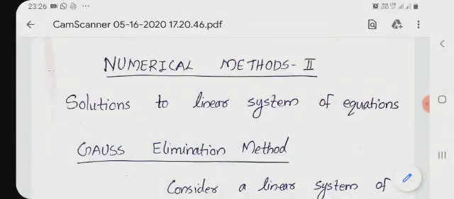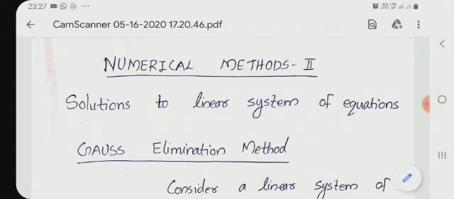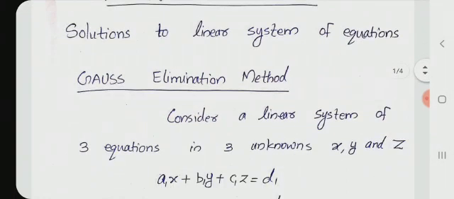Dear students, our module 6 is Numerical Methods 2. The first session is Solution to Linear System of Equations. In this module, we have two methods for solving a system of linear equations: the Gauss elimination method, which is a direct method, and the Gauss-Seidel iteration method. So we start with the Gauss elimination method.